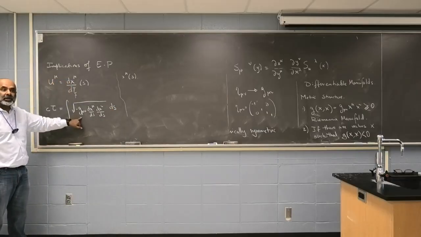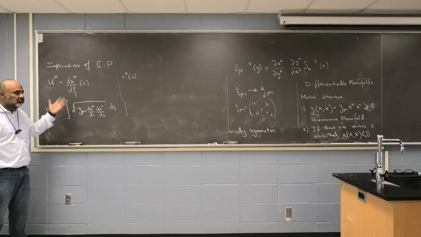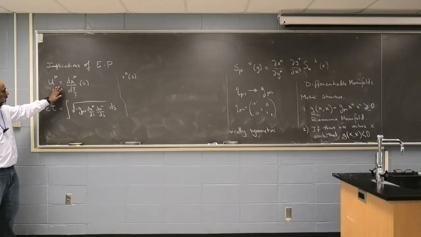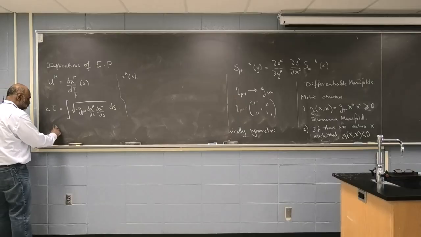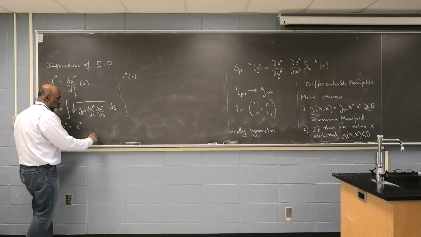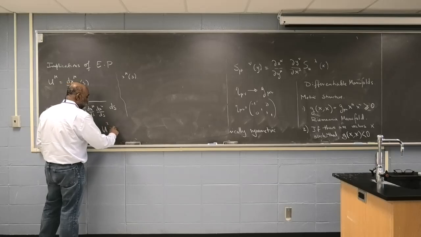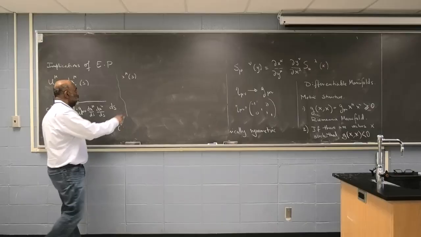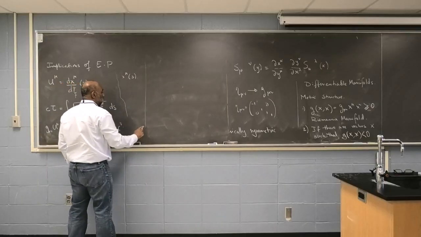Eta has been replaced with G. That's it. So we know how to take proper time and find this. And as usual, g_{μν} u^μ u^ν is minus c squared. In short, we usually write this as minus c squared. So let's keep this in mind.